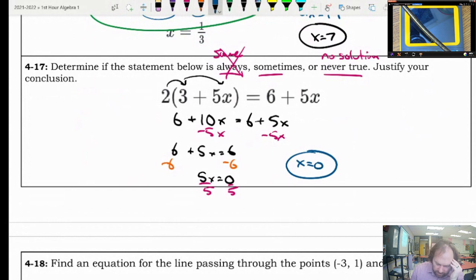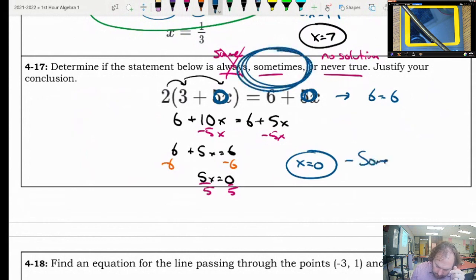If you were to plug it in, you get a 0 here and a 0 here, and you would get 6 equals 6, which is true. So there is one solution, and it is x equals 0, and that means that the answer is sometimes true. Sometimes basically means one solution.